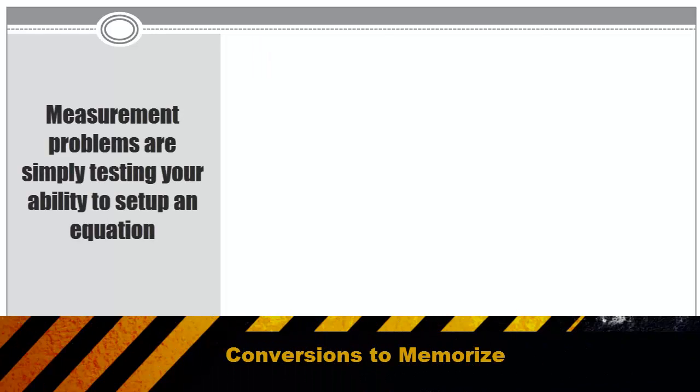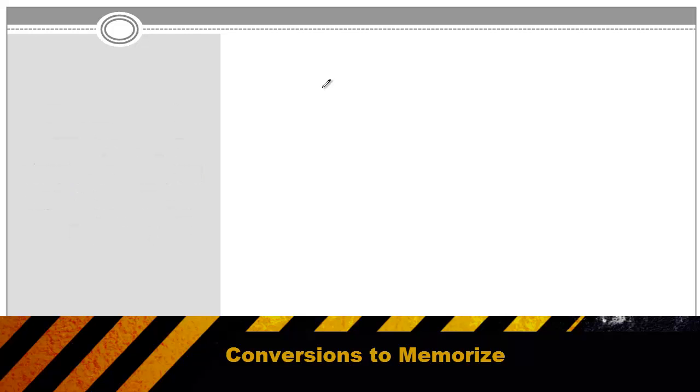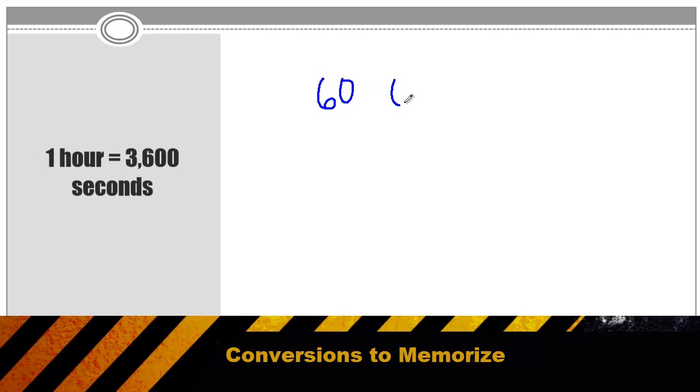When it comes to questions about converting measurements, the questions are primarily concerned with your ability to set up a proper equation. Still, there are a handful of basic conversions you should memorize. For example, since there are 60 minutes in an hour and there are 60 seconds in a minute, you should know that there are 3,600 seconds in an hour.